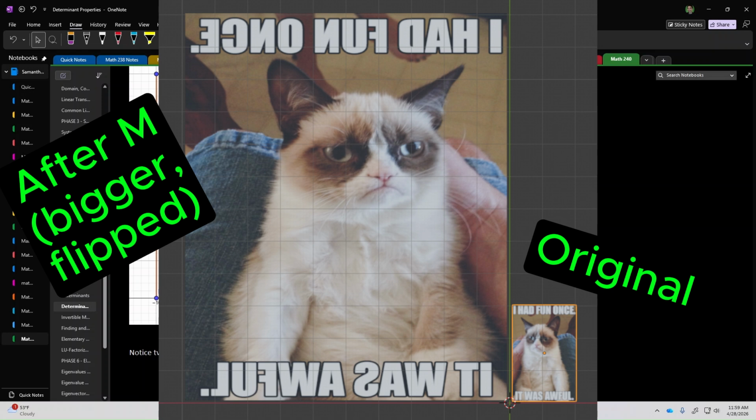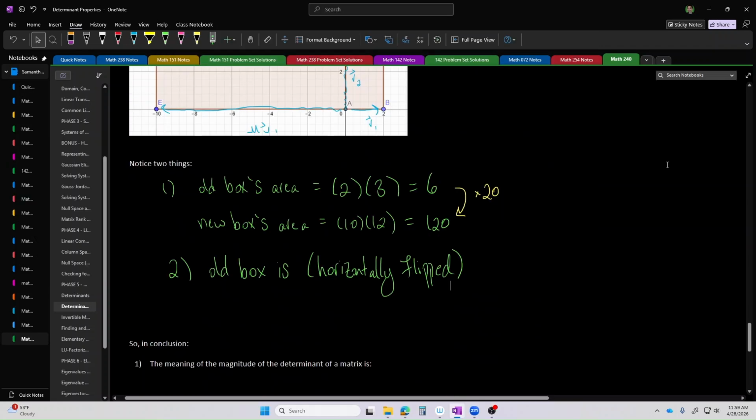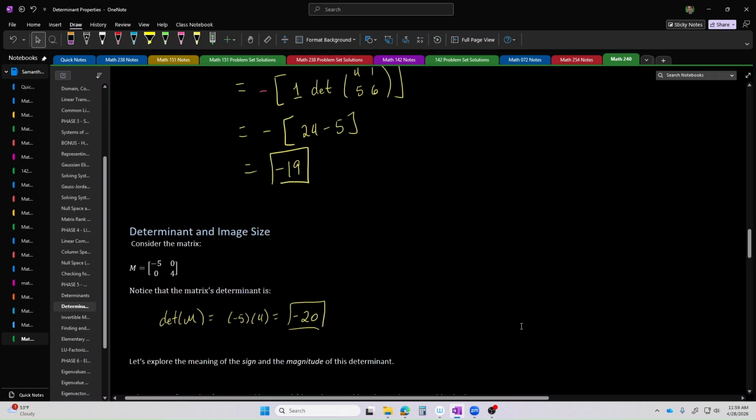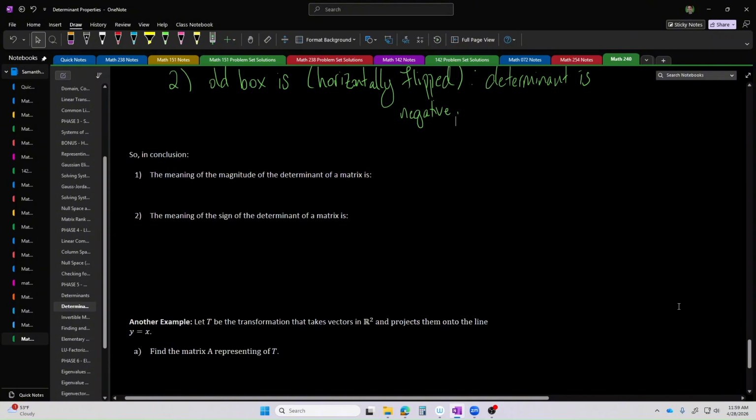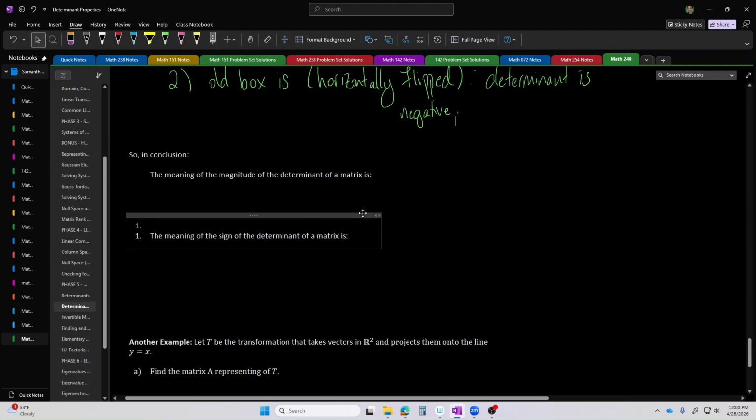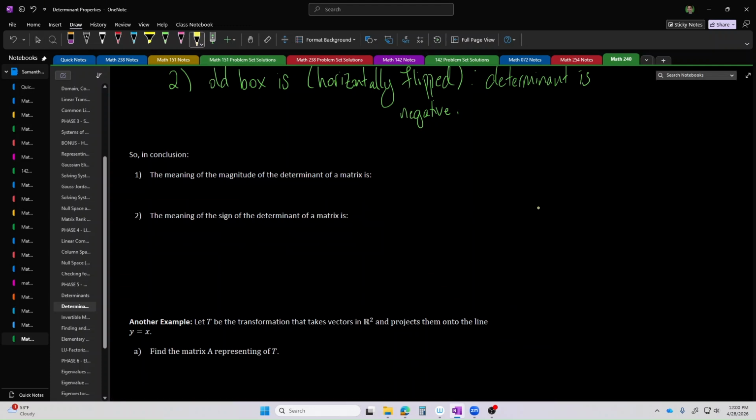Looking at things in terms of an actual picture can also help to reveal that the image has been flipped by the action of M. So isn't it interesting that the box was flipped in the situation where the determinant of our matrix was negative as opposed to positive? So these experiments are supporting two general rules and conclusions about what the determinant of a matrix is telling you. First of all, the magnitude of the determinant, the absolute value of the determinant, tells you how the matrix changes the size of objects.